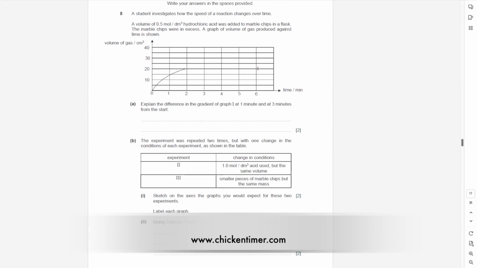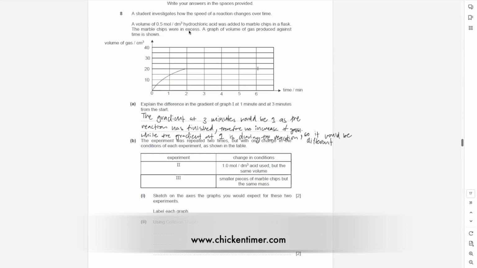Explain the difference in gradient. Wait, then draw this one first, right? The 1.0 mole, same volume. Would it increase the amount of gas? What do you think? You ask me, I ask you. I think it will, right? Okay, so if you think it will, then what is the volume?